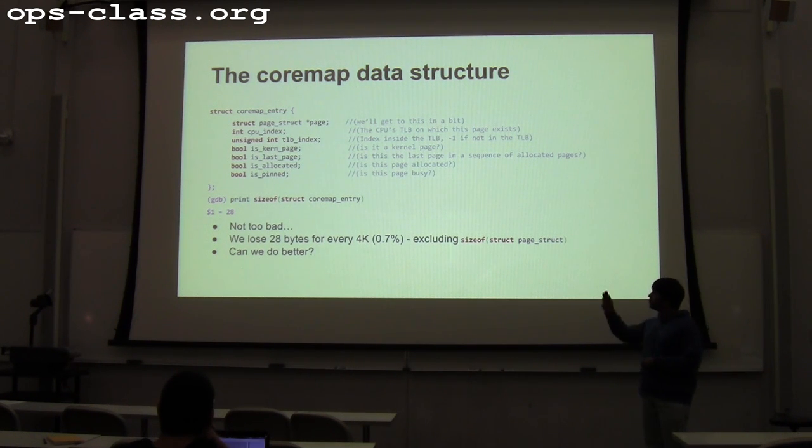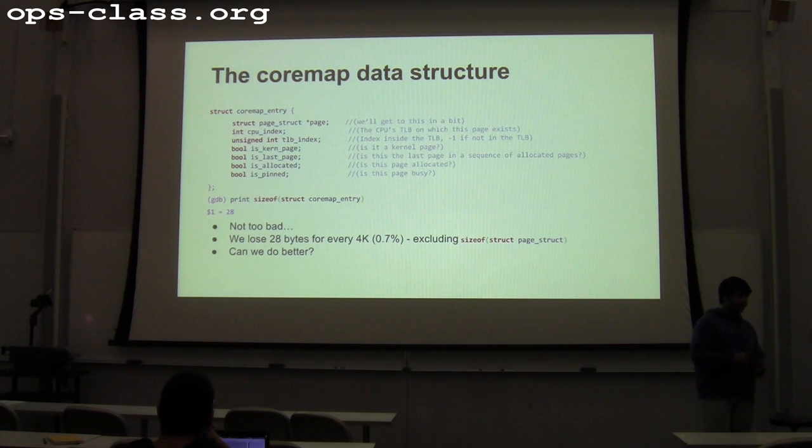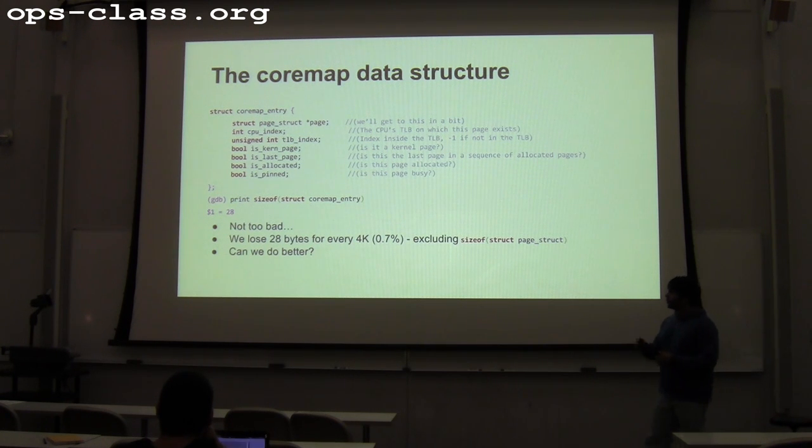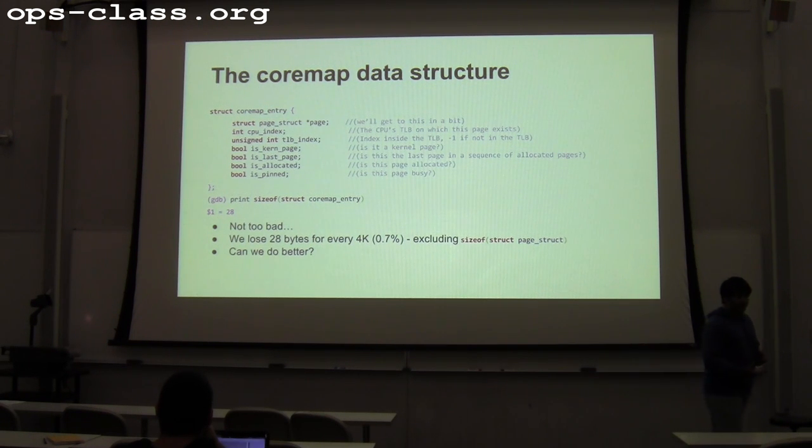And then we have a few booleans that basically tell us whether this page is being allocated as part of the kernel. Is it a kernel page? Is it the last page? We'll come back to this. This is slightly important. It's useful for optimizations. And has this page been allocated, right? Because the core map, once it's initialized, has an entry for every page.